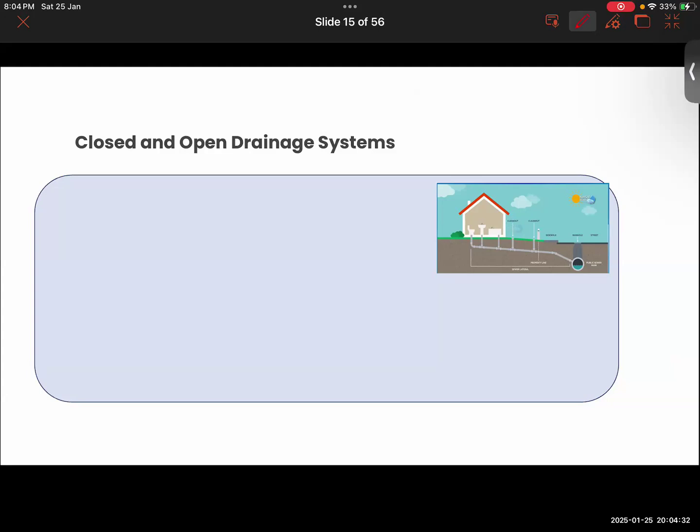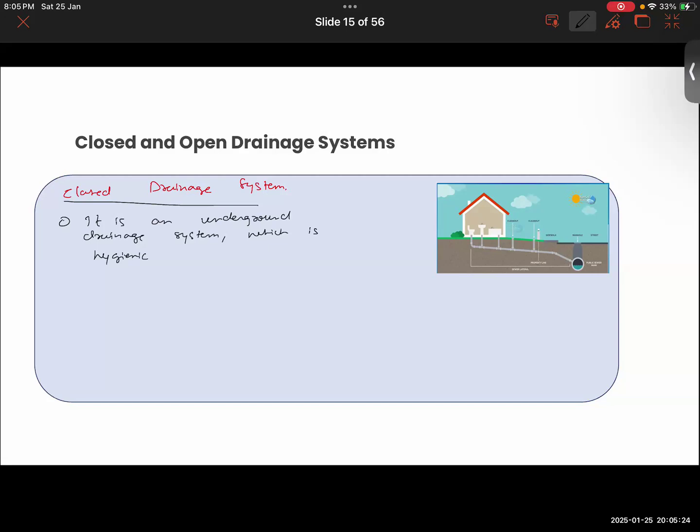Okay, yes, sir. So talking about the closed drainage system, first thing is that it is an underground drainage system which is hygienic, in the sense that it does not lead to the spread of disease, as the sewage is not exposed to the air, it is covered, it is under the ground. Getting it now? That is one thing.